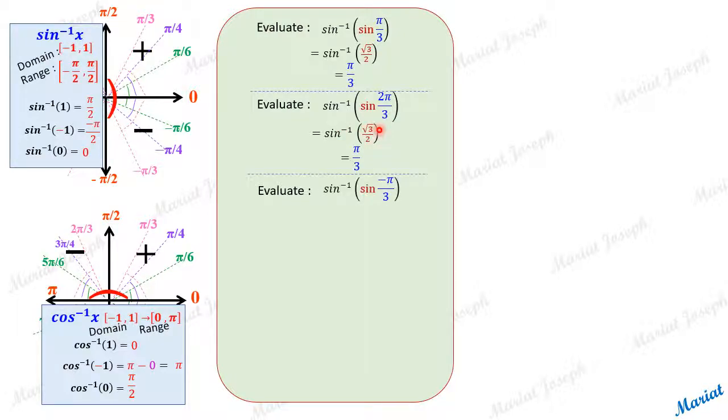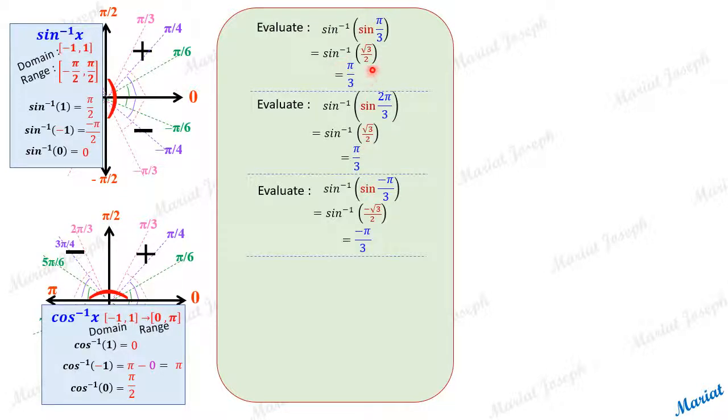Sine 2 pi by 3, okay. You will get a positive value because it is a second quadrant angle. And what positive value do you get? It's again root 3 by 2, because it is associated with pi by 3. Sine 2 pi by 3 is root 3 by 2. We have reached the same step.